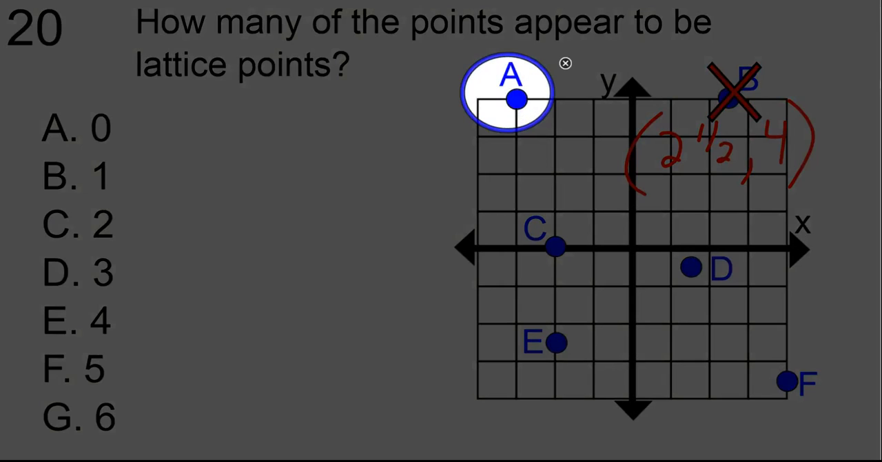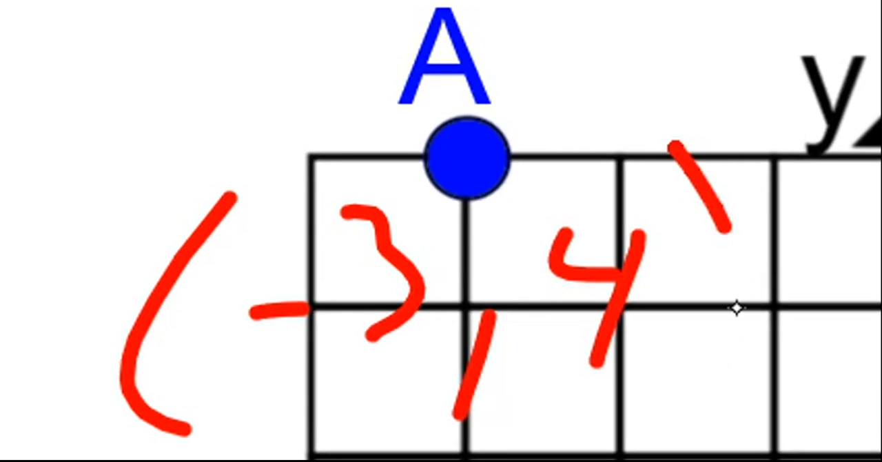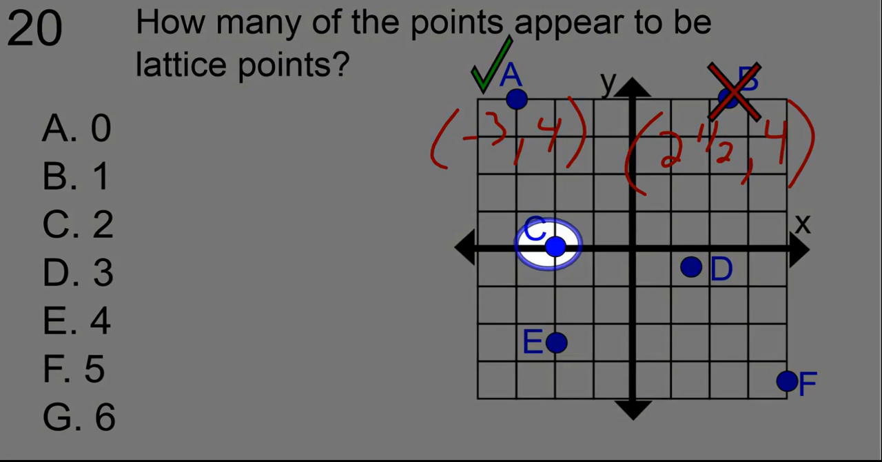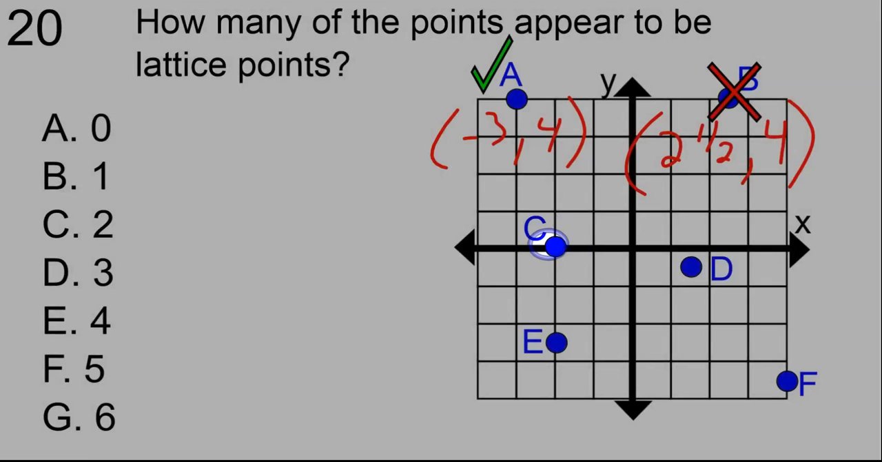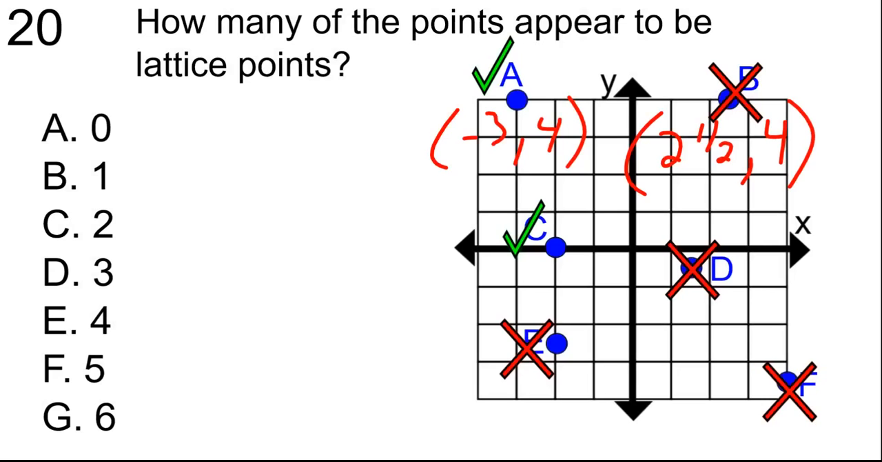Point A looks awfully lattice to me. Its coordinates are -3, 4. Both coordinates are integers. You should be able to see what we're looking for. We want the points to be on the grid. C is a lattice point. D is not a lattice point. It's on neither part of the grid. E is not lattice. It's only on one part of the grid. Likewise, F is not lattice. It is only on one part of the grid. So the answer is C. We have 2 lattice points.